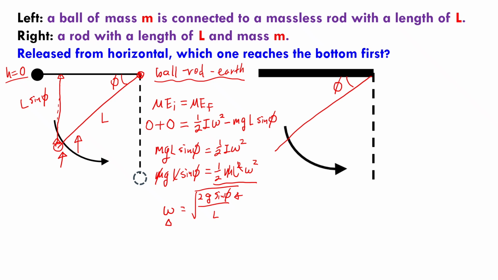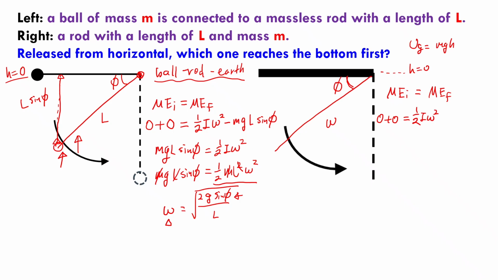Similarly, we should be able to find out the angular velocity for the right system. For the right system, it's similar to the left system. Its mechanical energy is conserved, so the initial mechanical energy equals the final mechanical energy. If we consider this is our reference height, we would get a very similar equation. The initial mechanical energy is zero, and at an angle of phi, its kinetic energy is half I omega squared, and its gravitational potential energy, we know U_G equals mgh, right?